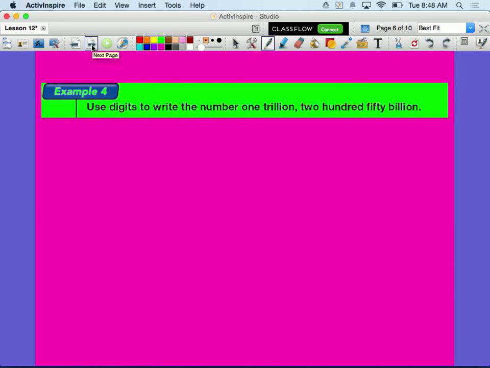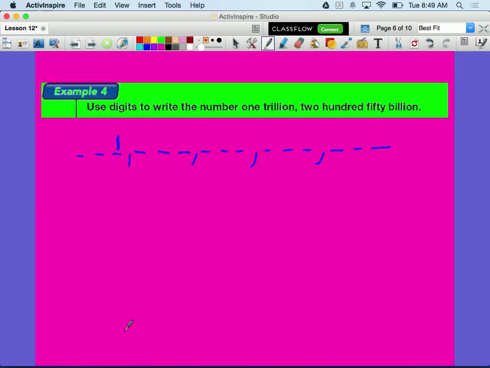So now it says use digits to write the number 1 trillion, 250 billion. Now a good way to do this so you make sure you get all your place values is start on the right side. I'm going to draw lines for however many place values I need. So there's our ones, thousands, millions, billions, and trillions. Okay? So now, wherever I start, I need to fill everything in going to the right. So it says 1 trillion. Okay, so I'm going to put a 1 in the trillion spot, which would be right here.